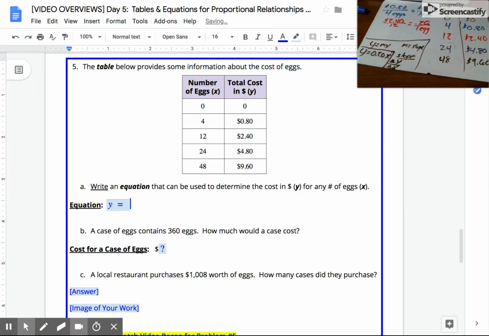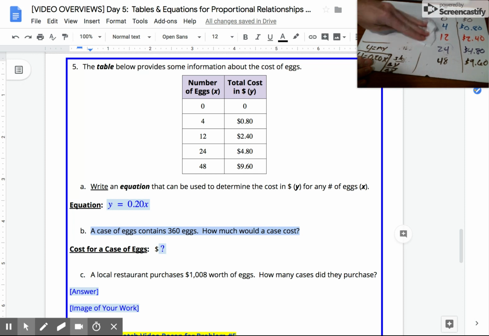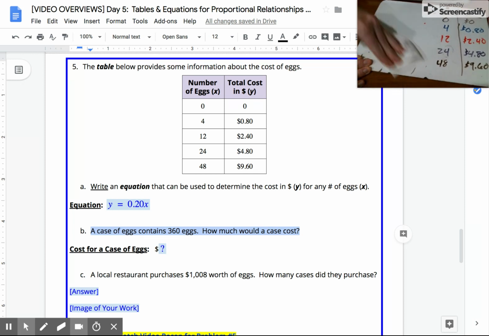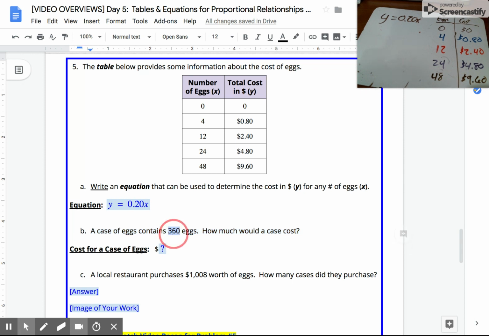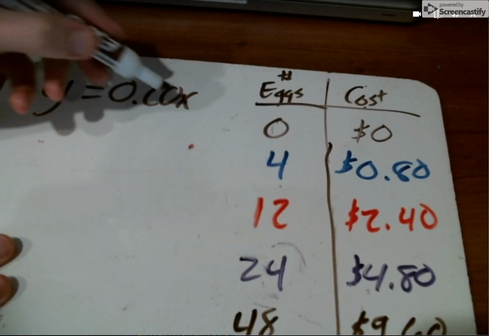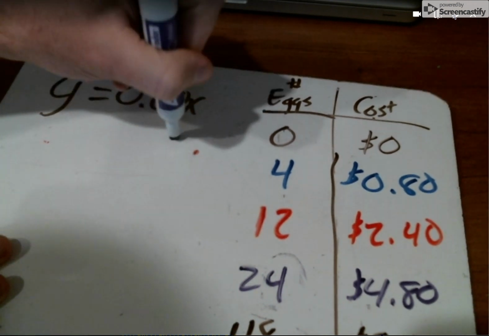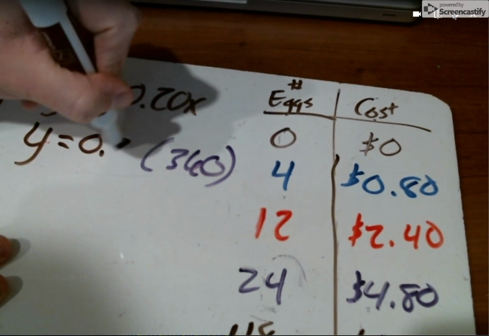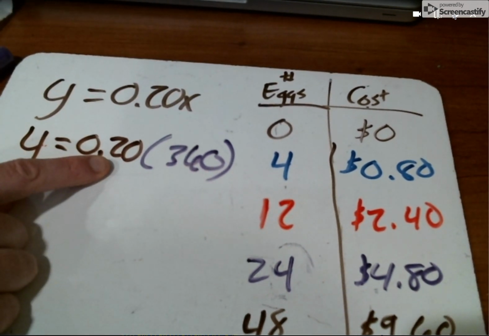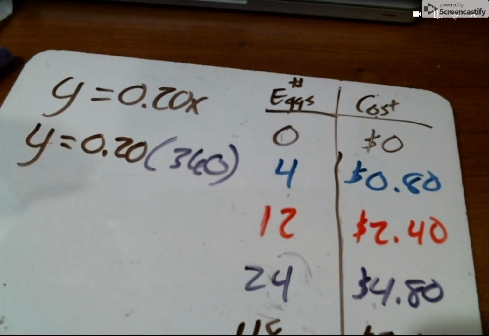So once we have our equation in there, y equals 20 cents multiplied with the number of eggs, or multiplied with x, then they tell us a case of eggs contains 360 eggs. How much would that case cost? So we could take our equation, y equals 20 cents multiplied with x, and we're going to go ahead and pull this 360 eggs into our equation. So x is going to get replaced by 360. So I'm replacing x with 360, and that needs to multiply with the unit rate or the slope of 20 cents per egg. 2 times 36 is 72.